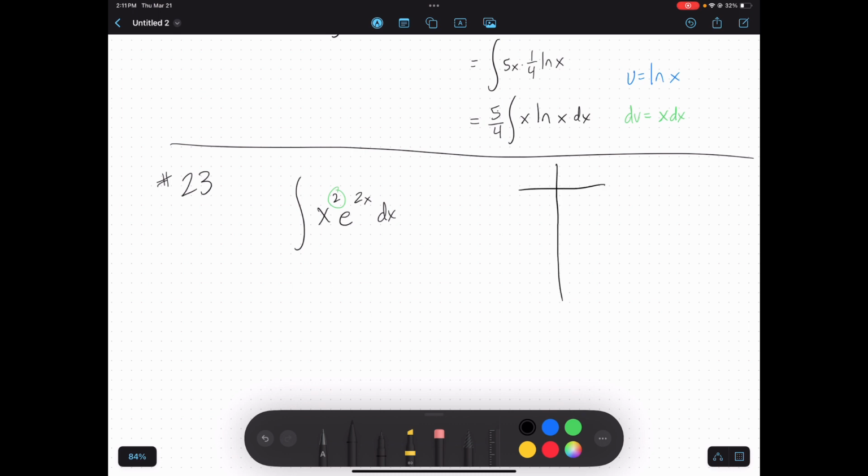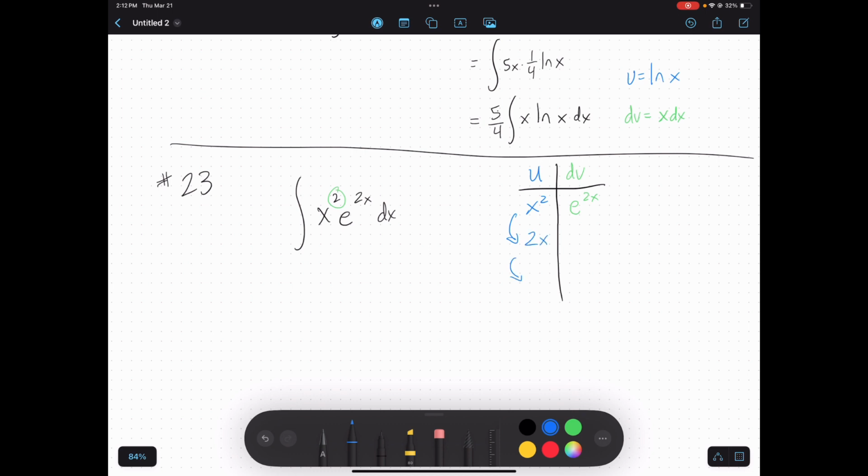Which of these functions do I want to choose as my differentiable function? I want to choose x squared because as I differentiate that, I'll eventually reach 0, which is what I want. And then I'll choose my integral function as e to the 2x because when I take the integral of that, it only gets more complicated by constants. The constant gets more complicated, but everything else stays exactly the same. So let's go ahead and start taking derivatives.